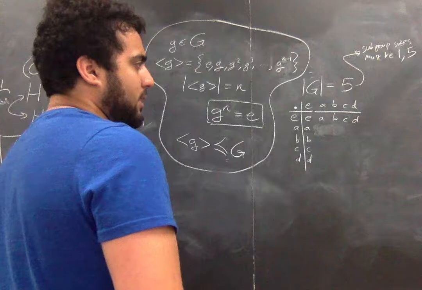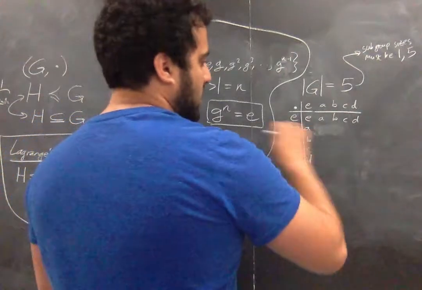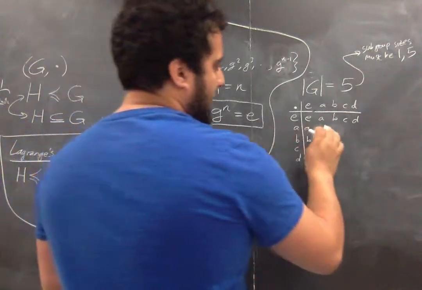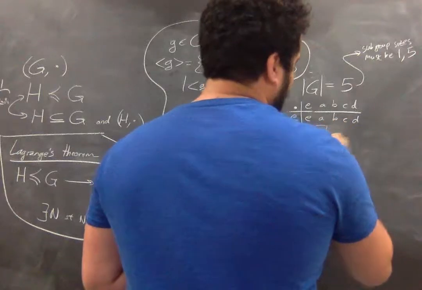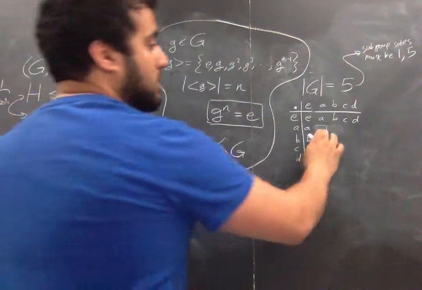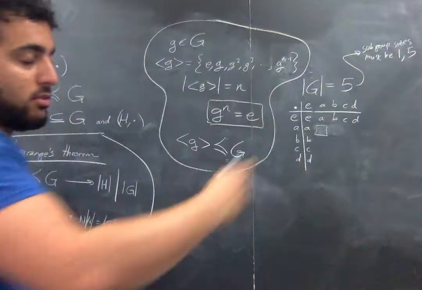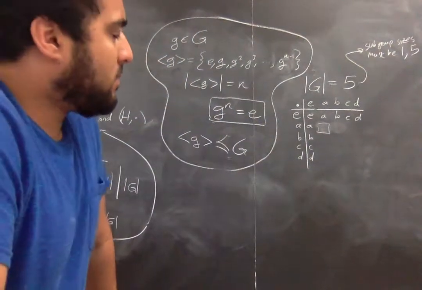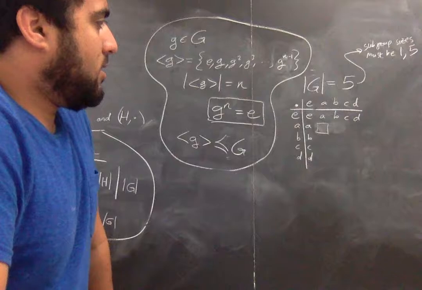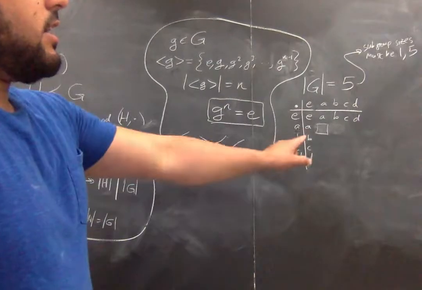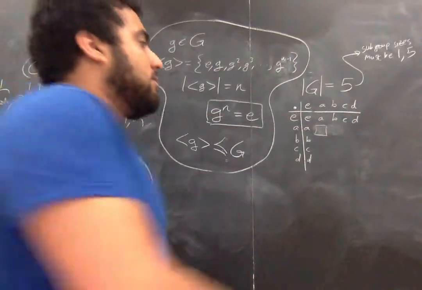Now, let's see what that means for us. Well, what could a squared be? Well, the Sudoku principle allows this to be e, right? This could be e, or it could be something new. It could be one of these other 3. But it can't be e if we're using Lagrange's theorem.